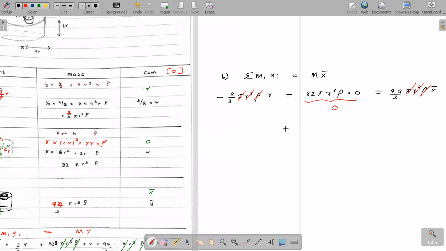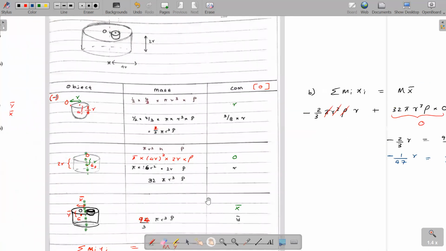So what are we remaining with here? Minus 2 over 3r equal 94 over 3 X bar. The rho has cancelled out, right, guys? So how much is it? Can you see we are getting a negative value for r? So X bar is how much? 2 over 94, 1 over 47. 1 over 47 r. Why are we getting a negative value, guys?